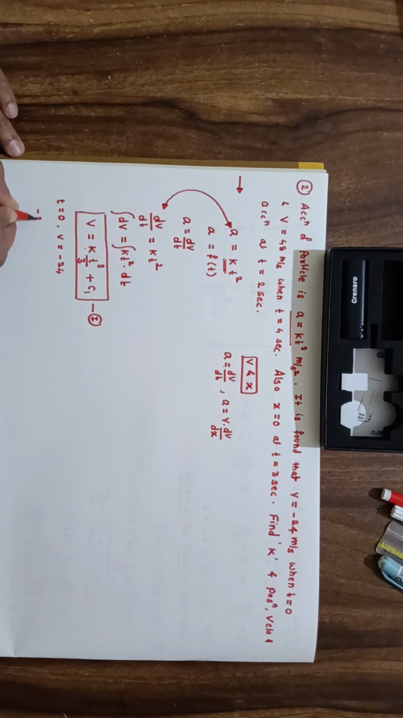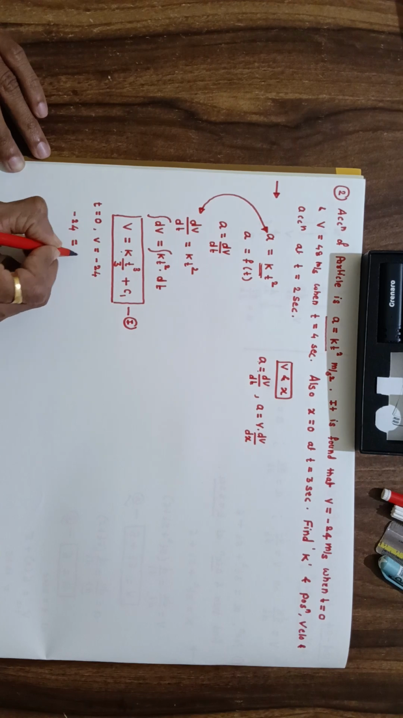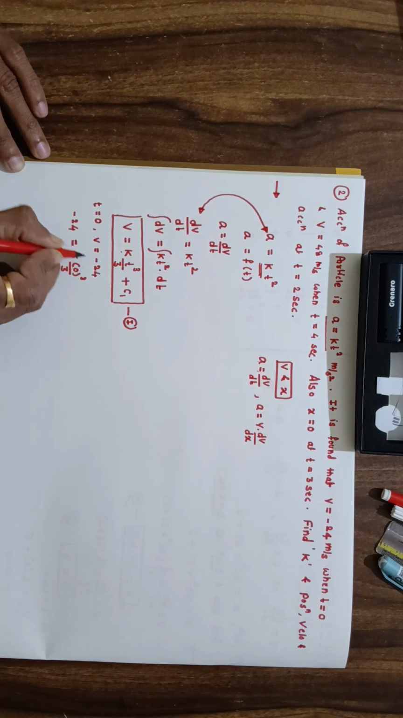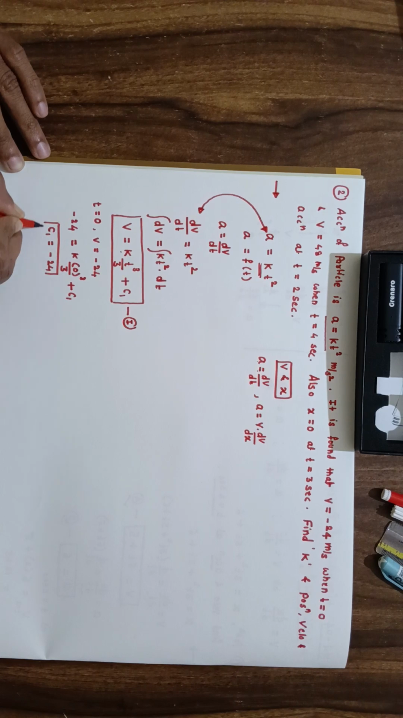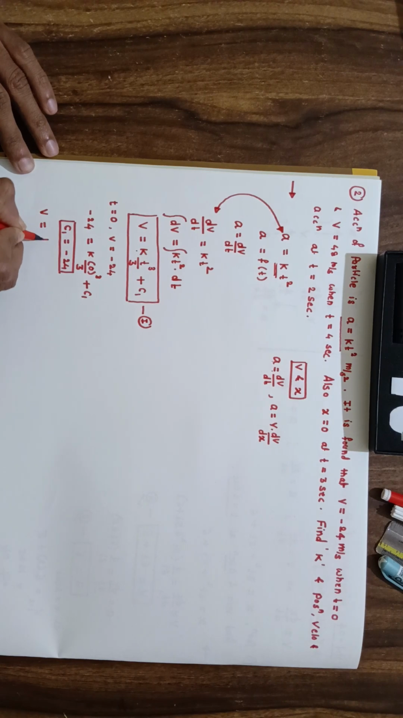So v is minus 24. This is equal to, t value is 0. So it is k into 0 cube upon 3. So everything will be 0 plus c1. Okay, so we get the value of c1, this is equal to minus 24. Okay, now put the value of c1 again in the equation 1. So equation 1 becomes v equal to kt cube upon 3 minus 24.